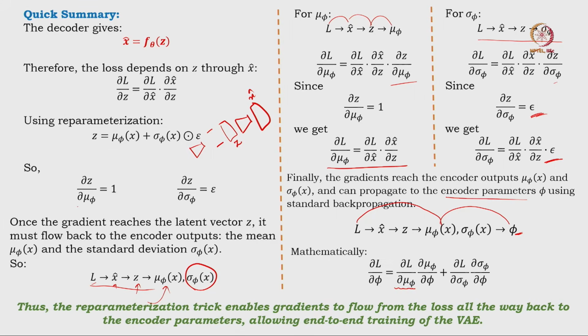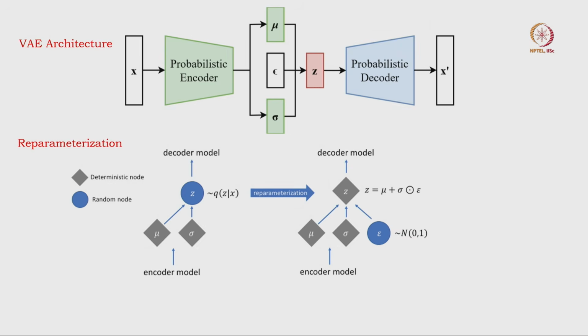Therefore the reparameterization trick enables us to find the gradients from the output layer, and you can go back till the input, that is the encoder parameters. So with this you are able to compute the gradients, and end-to-end training is possible in VAE. So this is all about the reparameterization trick.